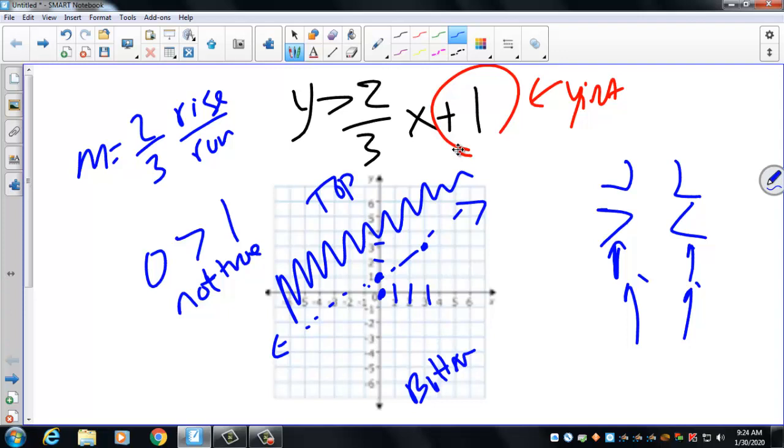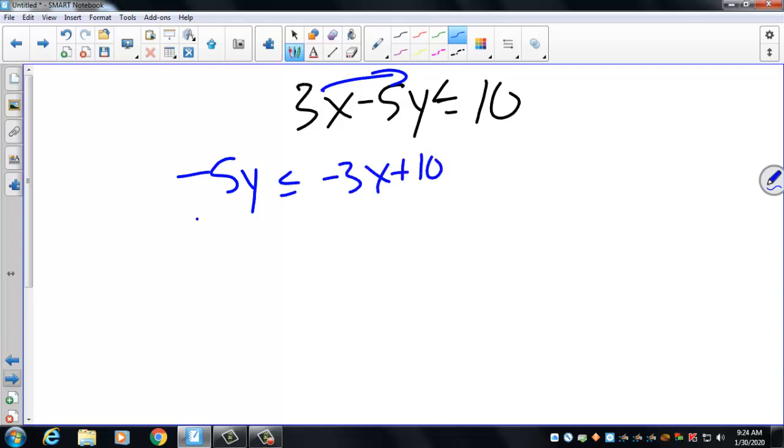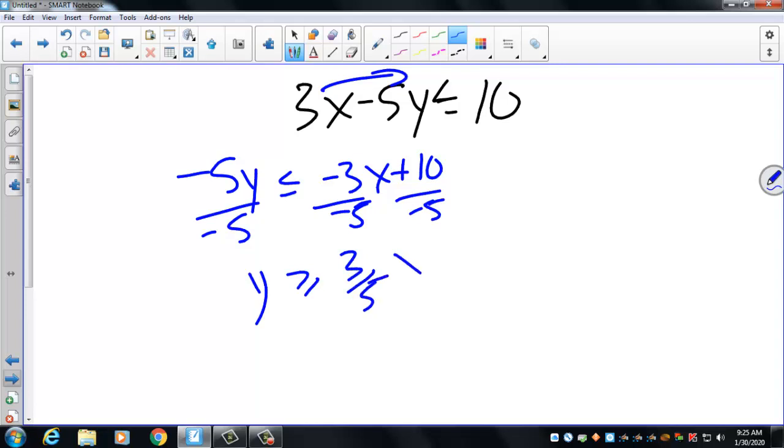All right. Next problem. I'm going to solve for y. So we're going to move the 3x over. We're going to get negative 5y less than or equal to negative 3x plus 10. We're going to divide by negative 5. Y is greater than or equal to 3/5 x minus 2.